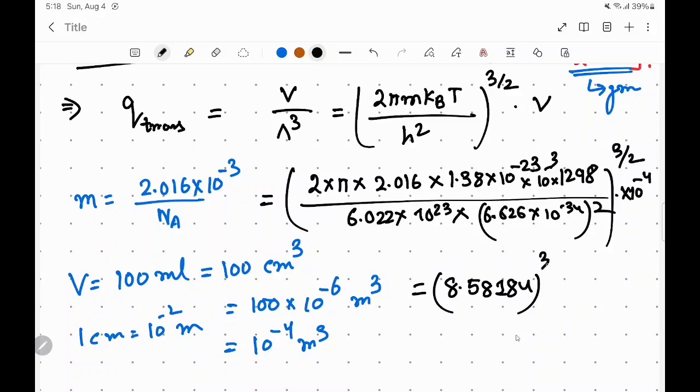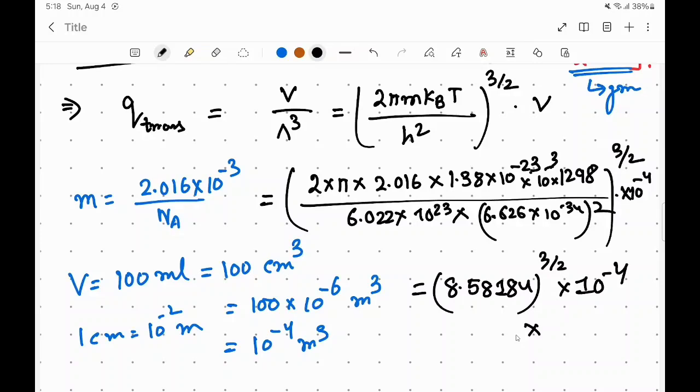8.58184 to the power 3 by 2 into 10 to the power minus 4. So it is just 2.514 into 10 to the power 27. No, this is correct, but now we have to consider the power. Power I didn't consider. It is 23 minus 3, 26. Here is 23 again. So it will be 10 to the power, let me do it, minus 23 minus 3 minus 23 again plus 34 plus 34.